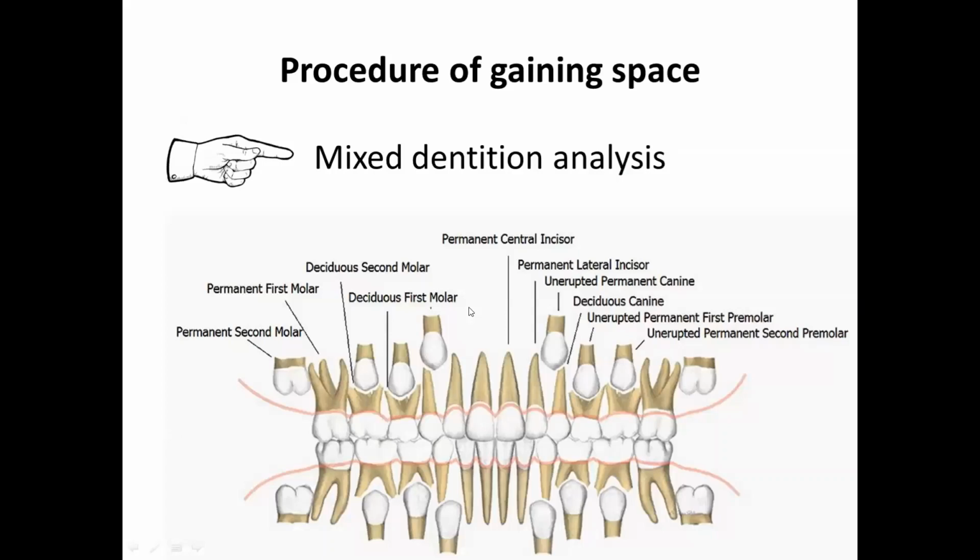So for gaining the space, we need to follow some procedure. One of the procedures is we need to do analysis. We need to analyze how much space will be required for the tooth which is not erupted yet to have its own space in the oral cavity. So there are different analyses to be done. I'm not going to discuss the analysis over here.